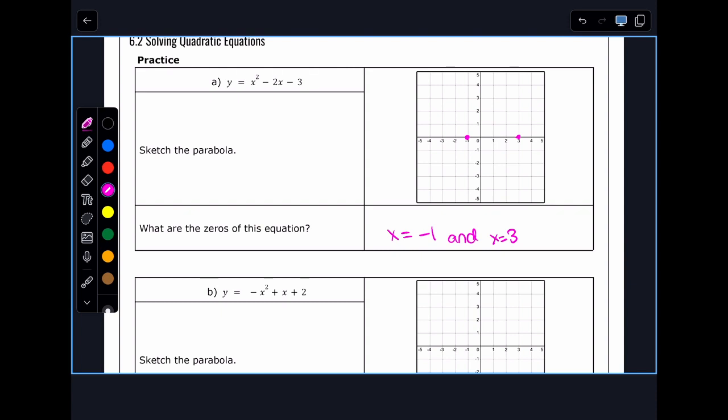Up, right? And even without using Desmos, we learned how to know that because our A value, is it positive or negative? Positive, right? And when it's positive, it opens up.